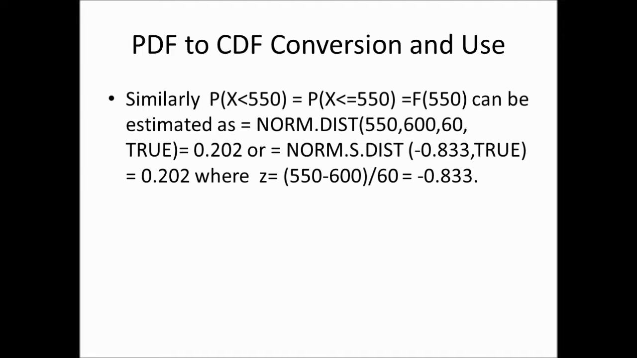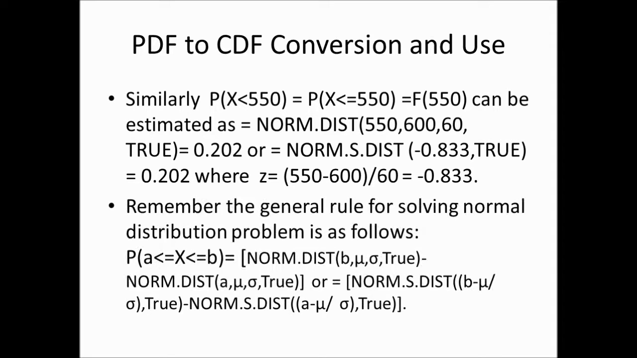Similarly, if you want to find the probability X less than 550, we write that in terms of CDF as F of 550. Now we can write that as NORM.DIST 550, 600, 60, true, or NORM.S.DIST with parameters minus 0.833, true, and the value is 0.202, or about 20%. The z-score for x equal to 550 is given by 550 minus 600 divided by 60, which is minus 0.833.